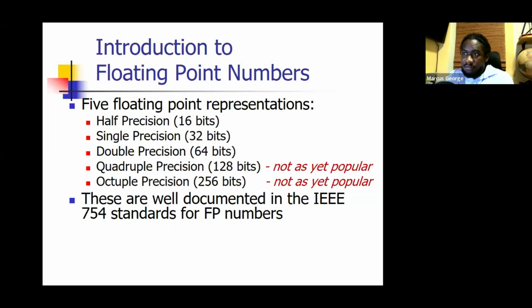There are 5 floating point representations that we are going to identify. There is half precision, which is 16 bits. Single precision, which is 32 bits, and both of them are still very popular. Double precision, which is 64 bits, where a lot of processors are being built using this format. Quadruple precision and octuple precision: quadruple is 128 bits and octuple is 256 bits. These are well documented in the IEEE 754 standard for floating point numbers, so you can check that out.